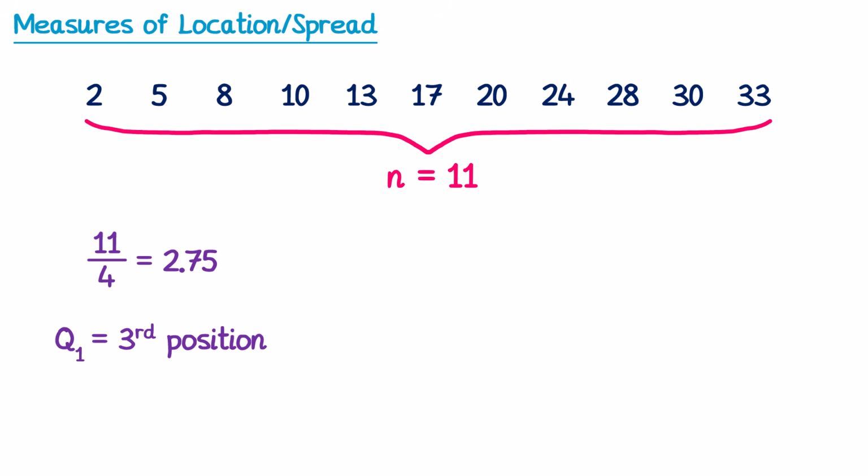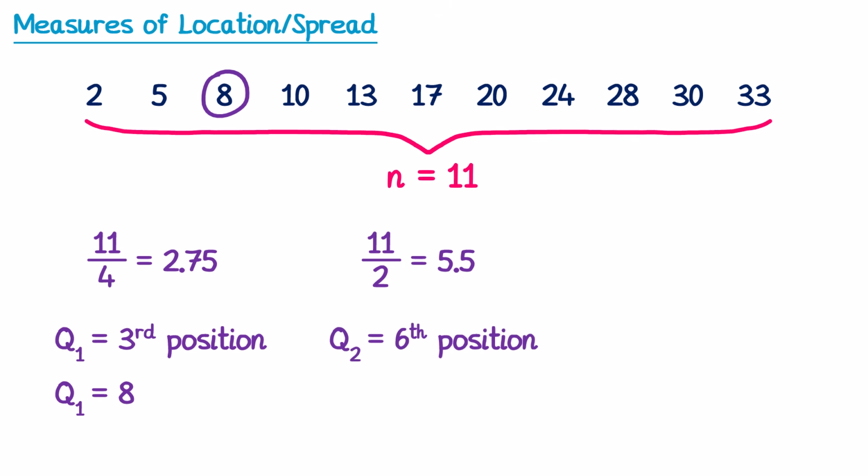We can now just count along the list to the third number, which is this one here. So Q1, the lower quartile, is 8. For the median, we do n over 2, so 11 over 2, which is 5.5. Not an integer again, so we round up to 6. So Q2, the median, is in the 6th position. That's this number here, 17.